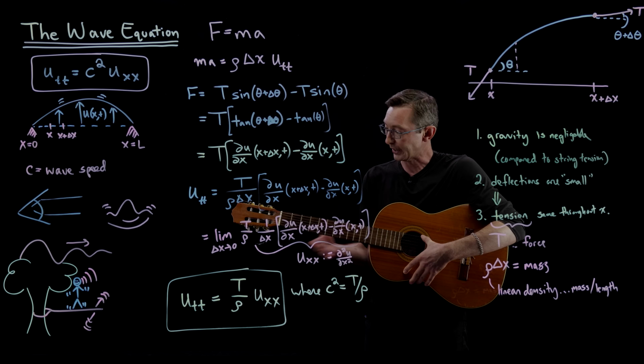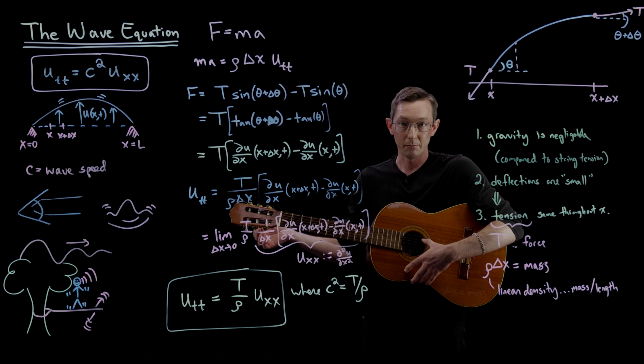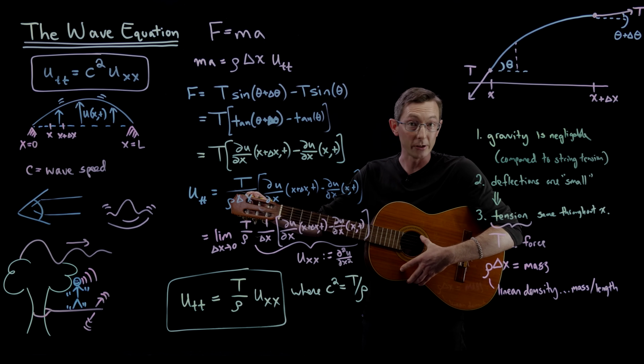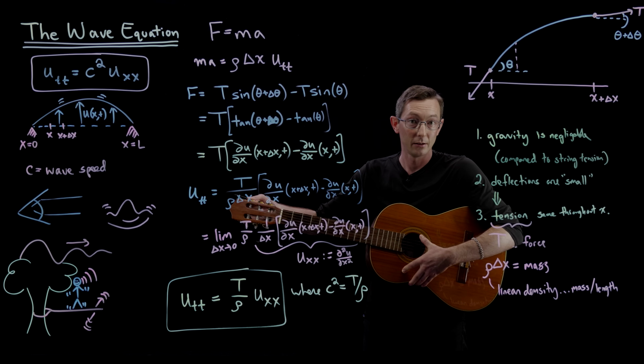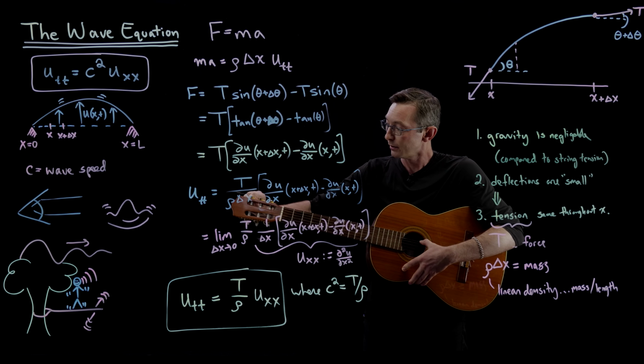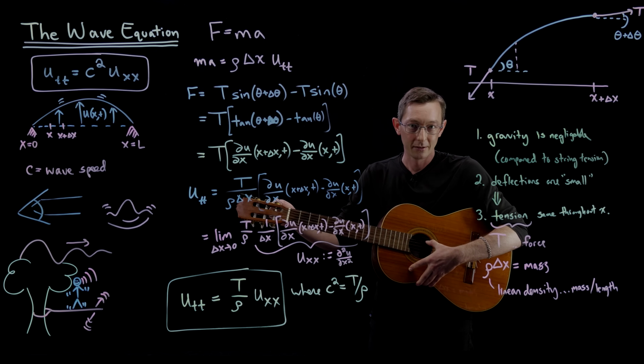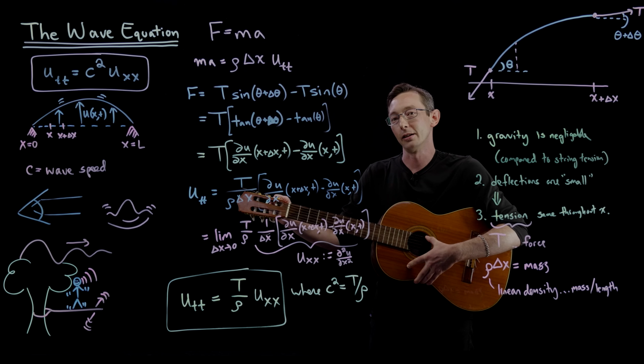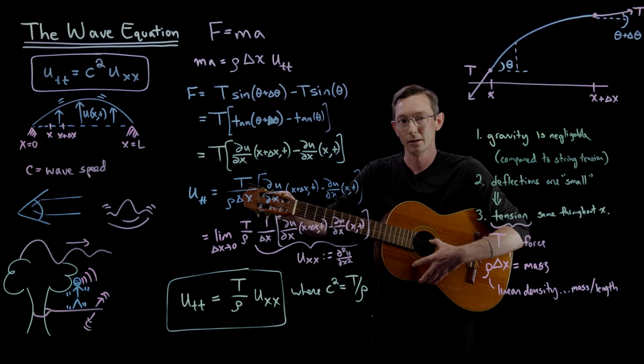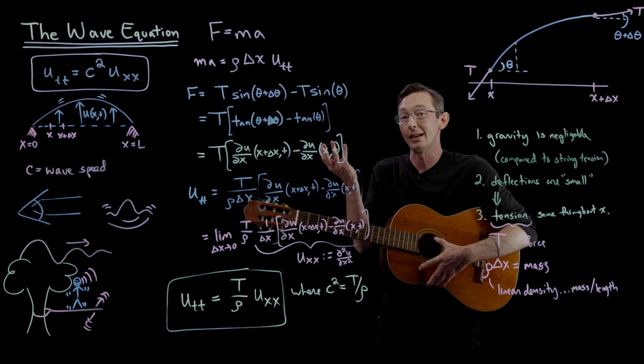So if I take my low E and increase the tension, am I on the wrong one? I'm on the wrong string. Okay, now you can hear it. I'm increasing the tension. You can hear it's increasing that wave speed.